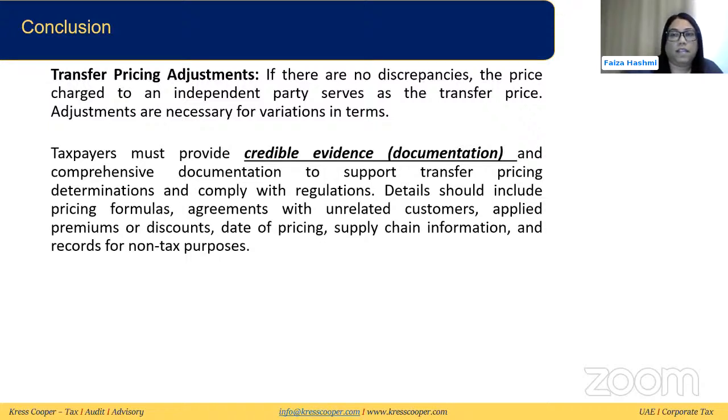We will discuss in our later webinars the transfer pricing documentation, about which companies need to have a certain type of documentation. But irrespective of that, all companies need to be able to prove to the FTA during an audit why they chose this method, why it is suitable, and why those adjustments were made. You need to know what the pricing formulas are, the agreements you have with any of the parties, and whether any discounts, like we discussed, have been given. For every piece of information that makes you set the price, you need to have some documentation.